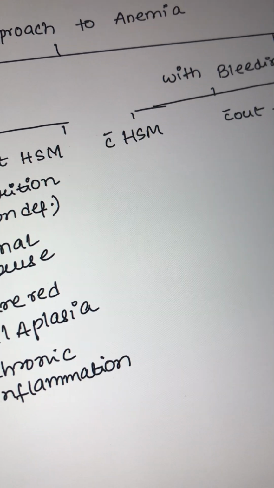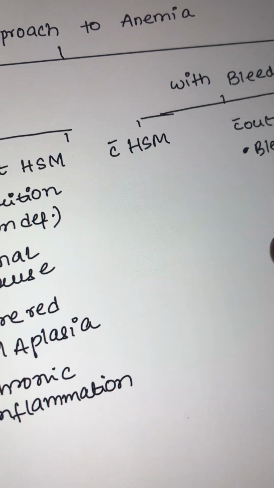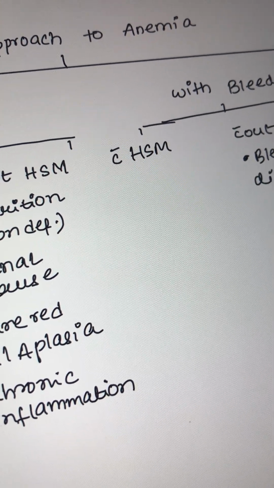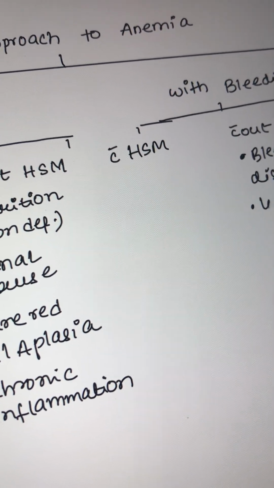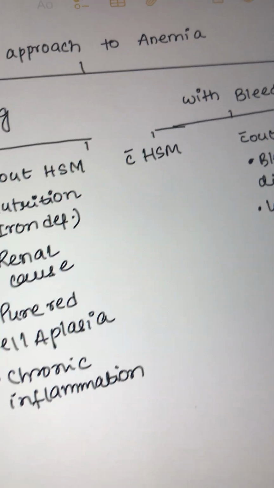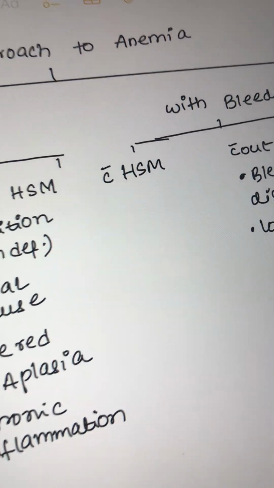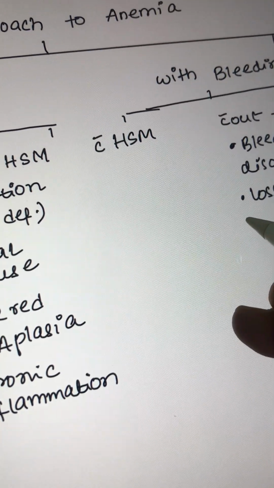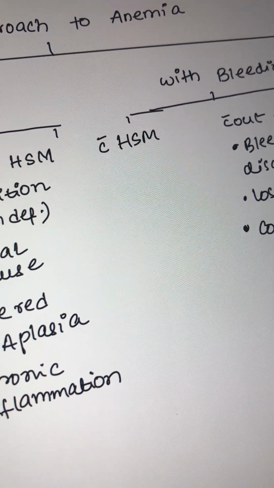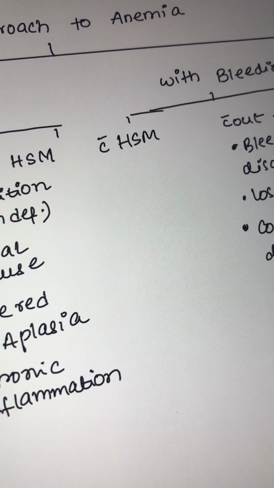Without hepatosplenomegaly can be bleeding disorder, can be loss of blood because of accident. Any reason can be there to the loss of blood, chronic loss of blood, chronic diseases, or coagulation factor deficiency, coagulation disorder.